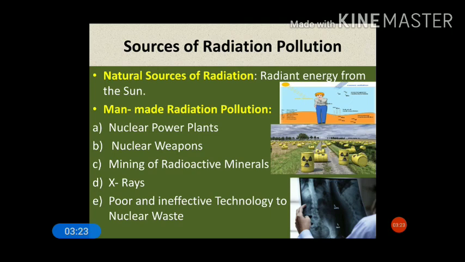Now moving on to the next one, that is mining of radioactive materials. Mining of radioactive materials such as uranium results in the exposure of humans and the environment to radioactive waste. So once we start mining, it also generates some sort of radiation, which has a significant impact on the health of humans as well as animals.